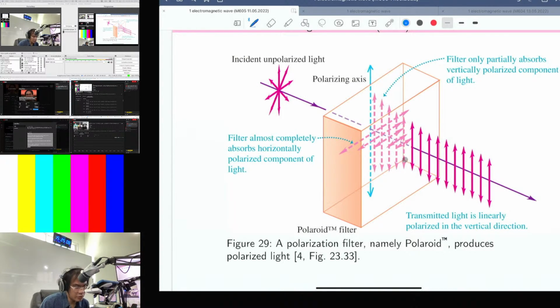All right, and what you can see is that after the filter, only the light that has the E field staying vertical like this gets out. What about the light in other orientations? The light in other orientations is blocked. You can see the orientation of the E field in this way is blocked, and blocked, and blocked, until it has no fluctuation at all.